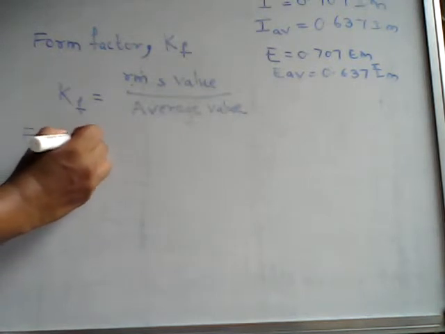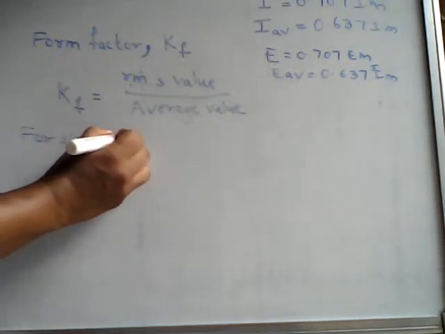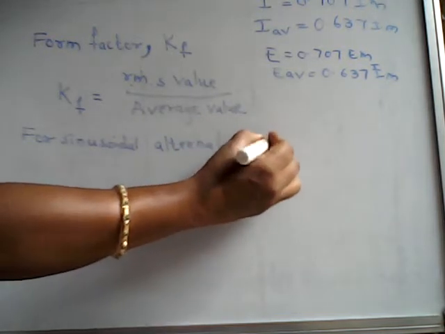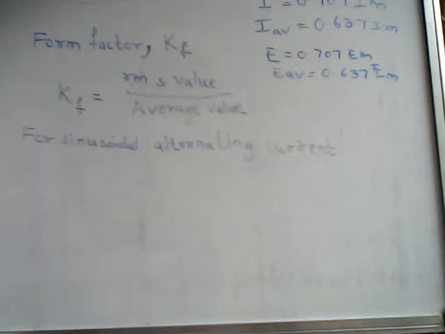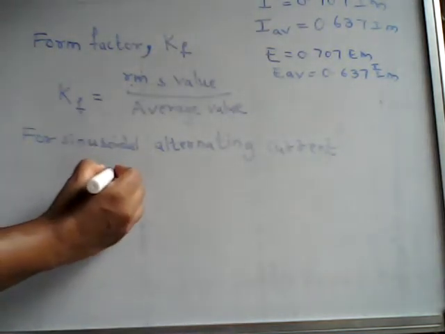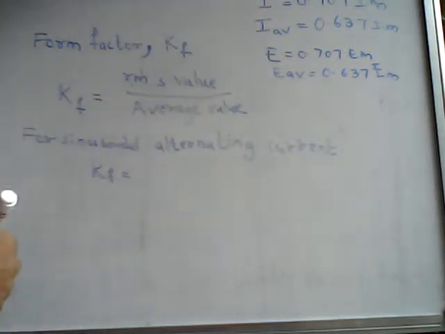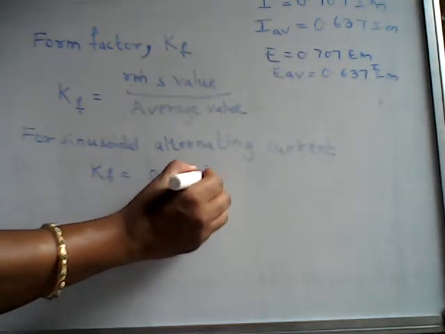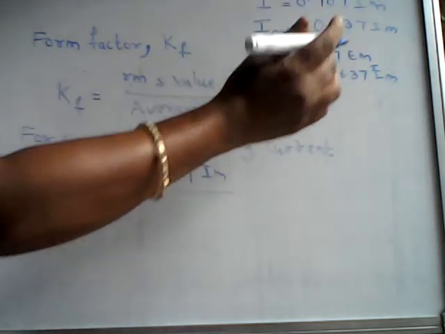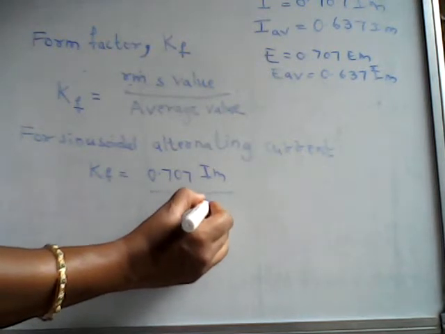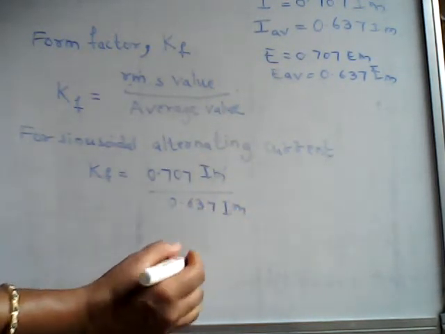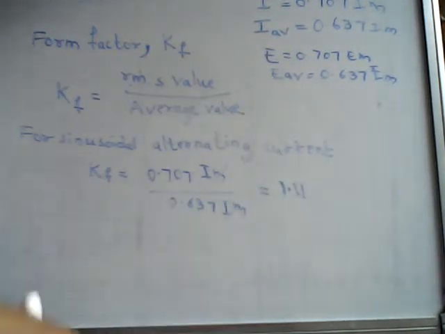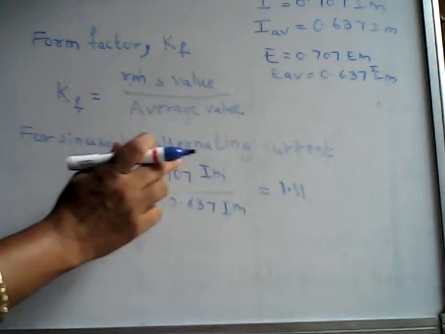So, for sinusoidal alternating current, this form factor is given by the RMS value, which is given by 0.707 Im to the average value. Average value is given by 0.637 Im. So if we cancel these two, it will be equal to 1.11. So this is the value of form factor for sinusoidal alternating current.